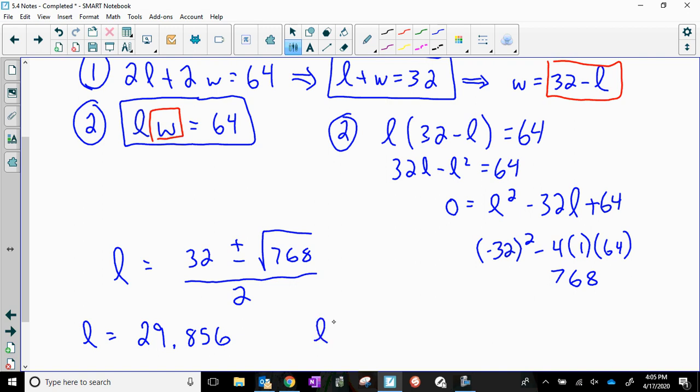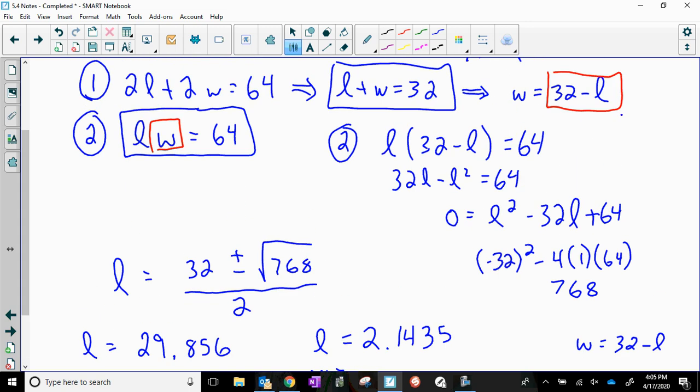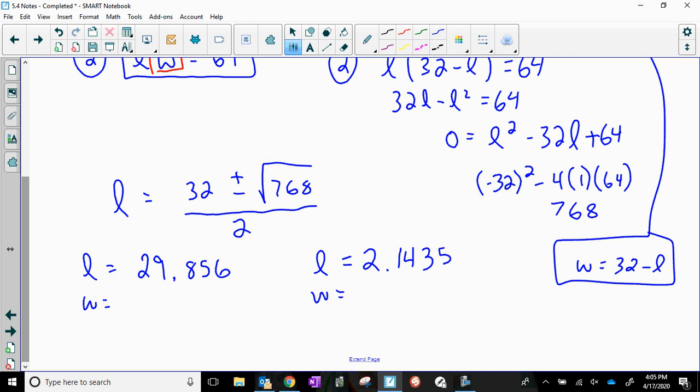Or, if I just do it with a minus, I get 2.1435. Now I need to find the width for each one of these. So don't forget how we got rid of our first variable. We said that the width was 32 minus L from earlier. So I'm just going to bring that down here as a little reminder. And now I'm going to subtract these answers from 32, using the numbers stored in my calculator.